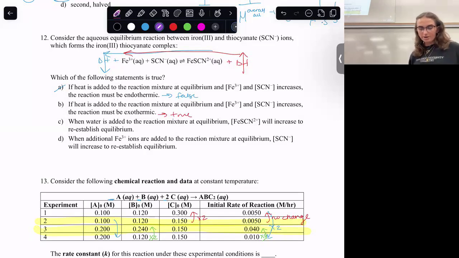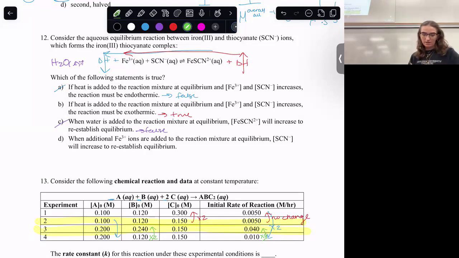When water is added to the reaction mixture at equilibrium, the concentration of thiocyanate will increase and reestablish equilibrium. Do we care about water? Nope, because what is water? It's a liquid. It's like adding H2O liquid to our system. Do we care about liquids for equilibrium? Nope. What's actually going to happen is that all of their concentrations are just going to decrease by the same amount. So equilibrium does not get disrupted at all. So this is going to be false.